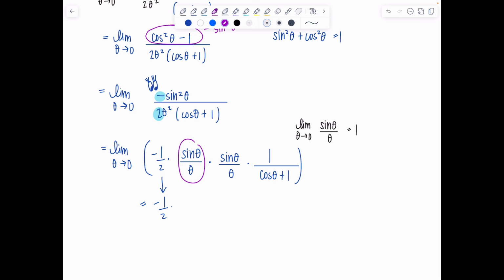This approaches 1, 1 times 1. Cosine of theta as theta approaches 0 goes to 1. So we've got 1 over 1 plus 1, 1/2. So the limit's going to be negative 1/4.